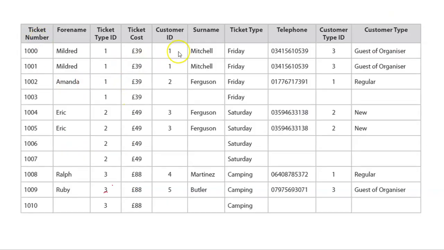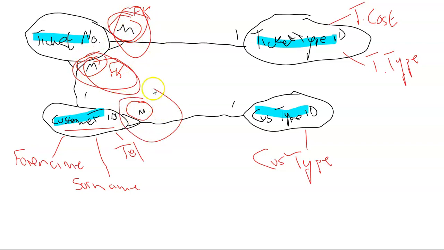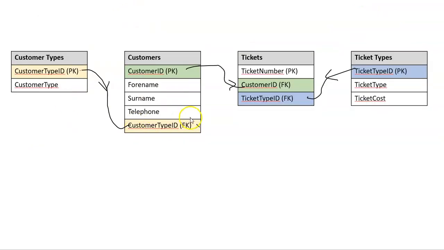So one customer ID matches many ticket numbers, one ticket type ID matches many ticket numbers. 1 to many, 1 to many. Foreign keys on the many side. So foreign keys on the many side. And then you just draw your relationships in. Bada bing, bada boom. Job's a good one.